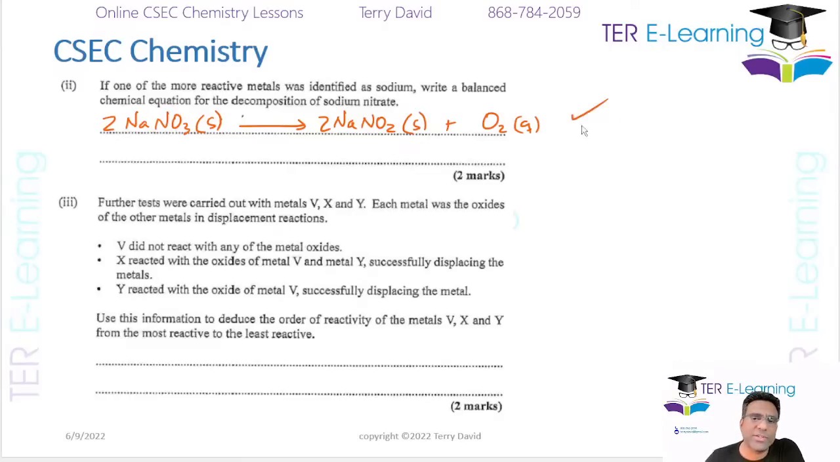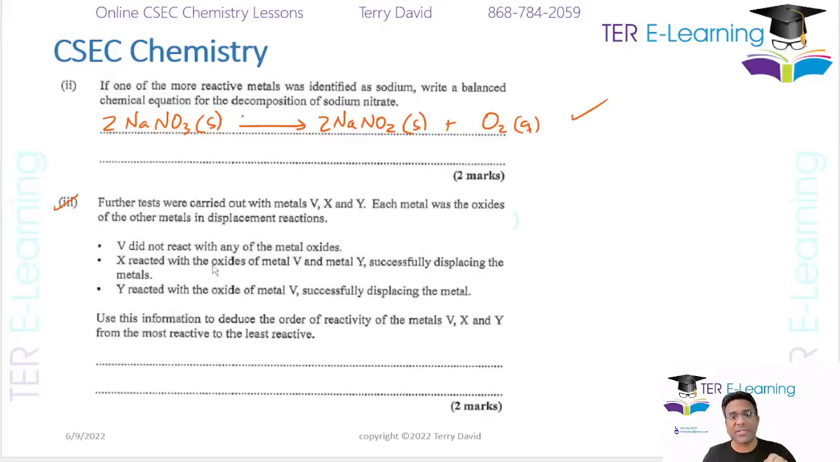Yeah, so this equation is correct here. That's it for 2 marks. The next part: further tests were carried out on metals V, X, and Y. Each metal was added to the oxides of the other metals in a displacement reaction. So this is about displacement reactions.